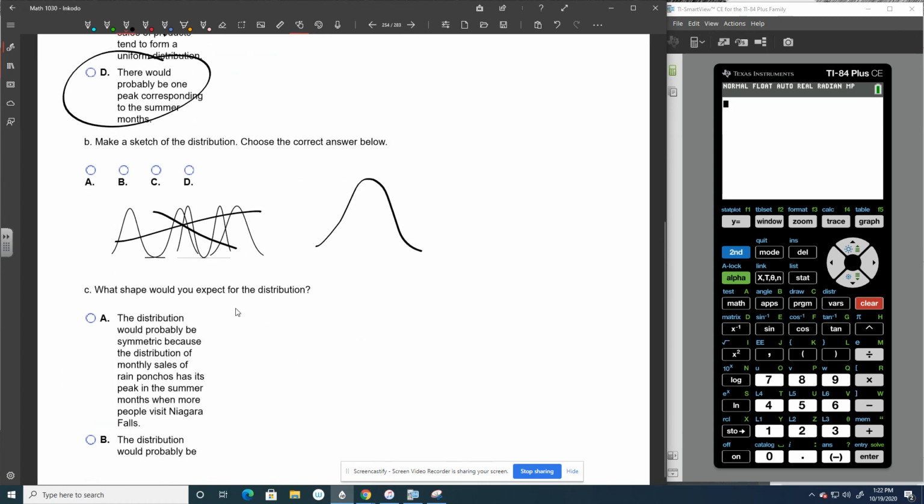And then part C, are we still going? This is all number 1. What shape would you expect? Well, I would expect it to be a normal distribution.